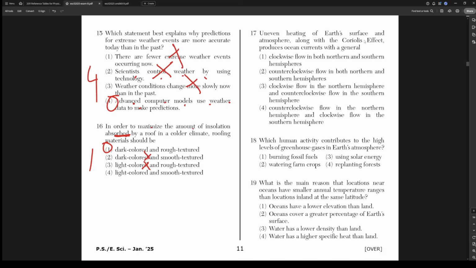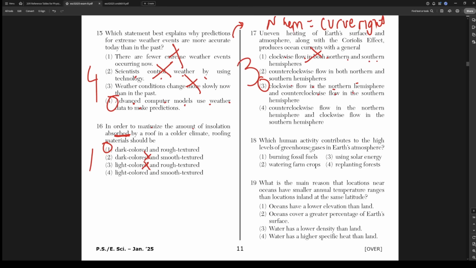Uneven heating of the Earth's surface and the atmosphere along with the Coriolis effect produces ocean currents with a general what? So they're asking you for direction. In the northern hemisphere, we curve right. So that's the part you have to remember. Let's see if we can find that. Clockwise flow in northern and southern? No. A curve to the right is going to be like that, right? So that's clockwise. Clockwise flow in the north and counterclockwise in the south. This is going to be the right answer.